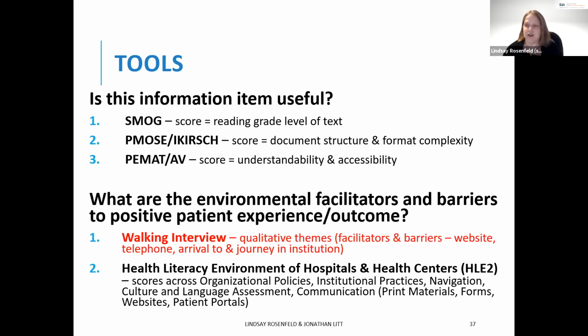So the process is that there's a guide and there's an observer. And the guide is leading this person in a way, meaning they're facilitating some questions. And the observer is not getting help per se from the guide, right? They have to figure this out. That's how we're going to assess how navigable this environment is. How navigable is the website? What do I learn from the telephone? What are the facilitators and barriers to my arriving to the front door of the institution, as well as moving through the institution?